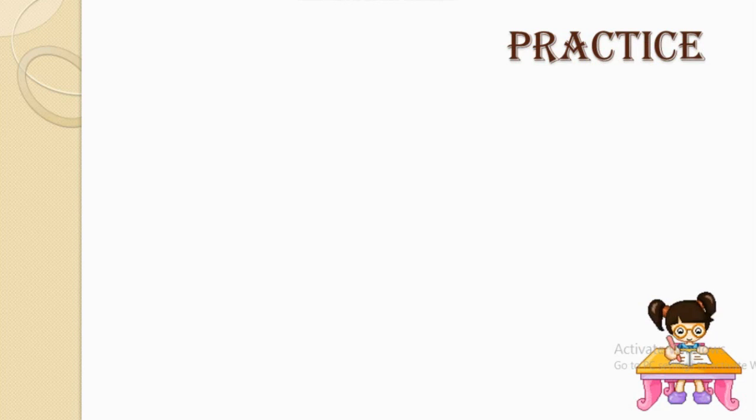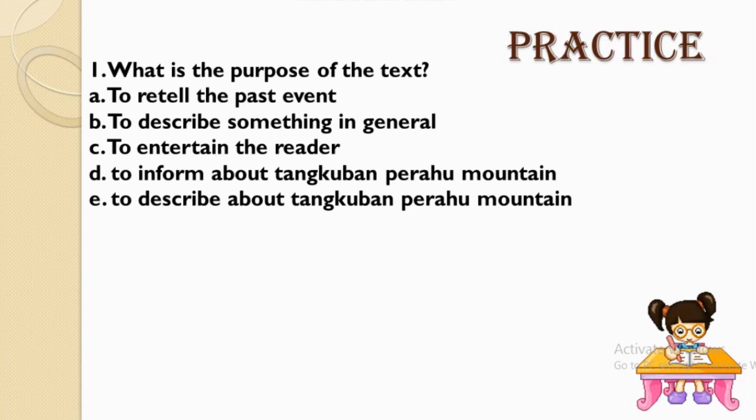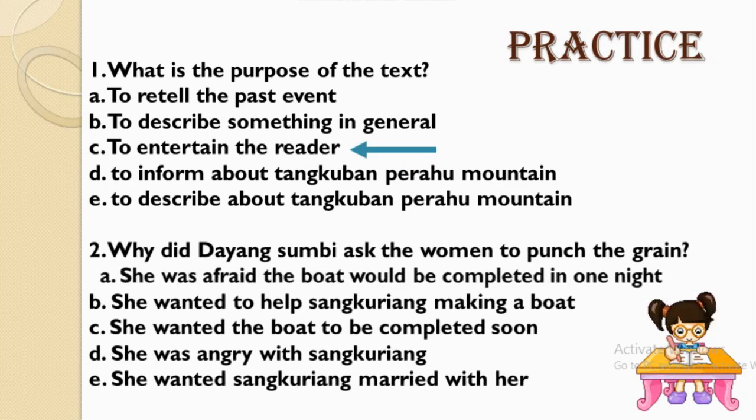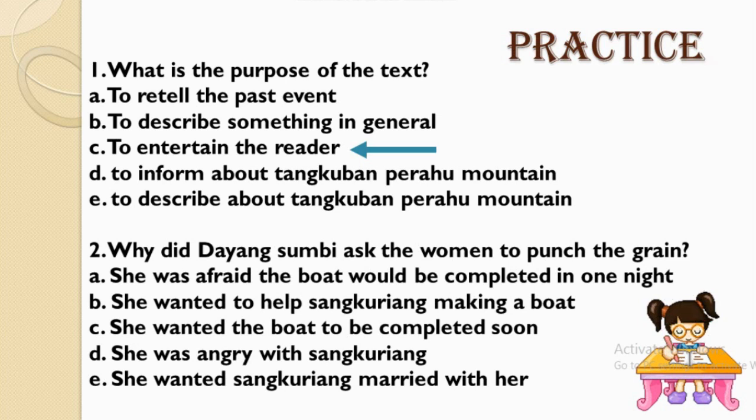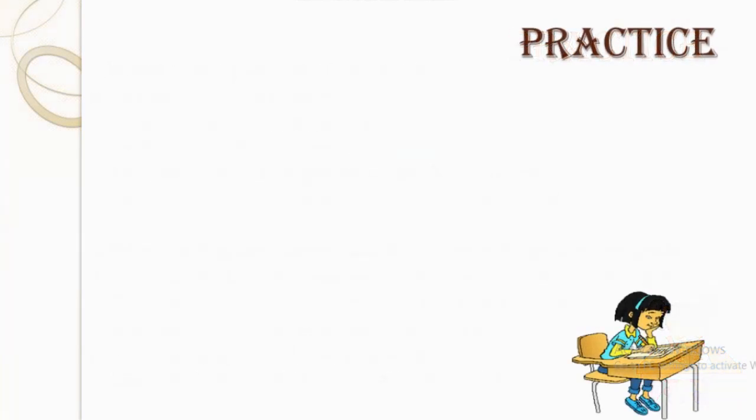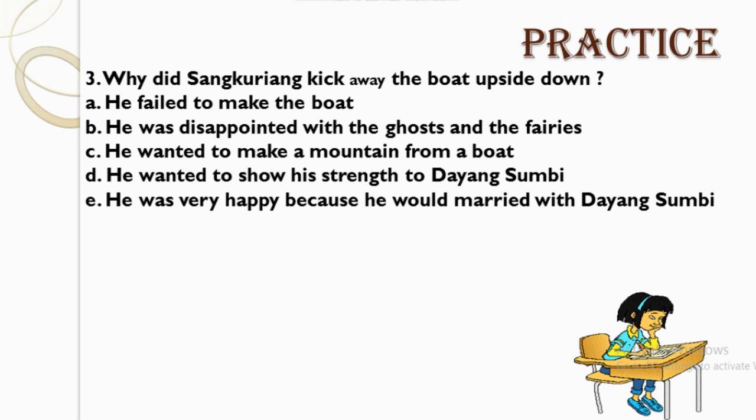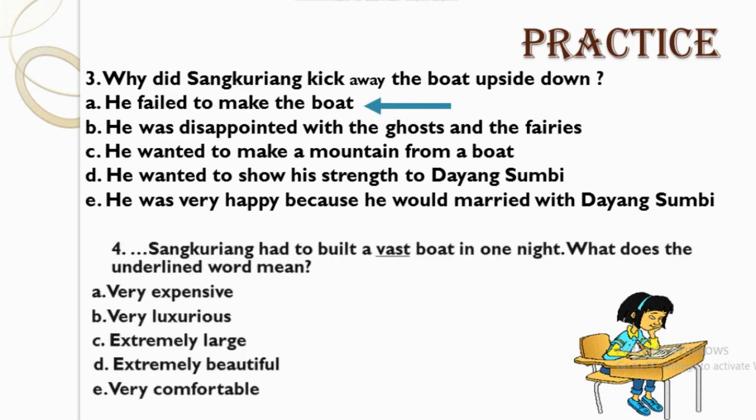From the story, now we have to practice together. Let's answer number 1. What is the purpose of the text? Choose the right answer. A, B, C, D, or E. Yeah, the answer is to entertain the reader. Number 2. Why did Dayang Sumbi ask the women to punch the grain? The answer is she was afraid the boat would be completed in one night. Let's continue to number 3. Why did Sangkuriang kick away the boat upside down? Which is the answer? Yeah, he failed to make the boat.